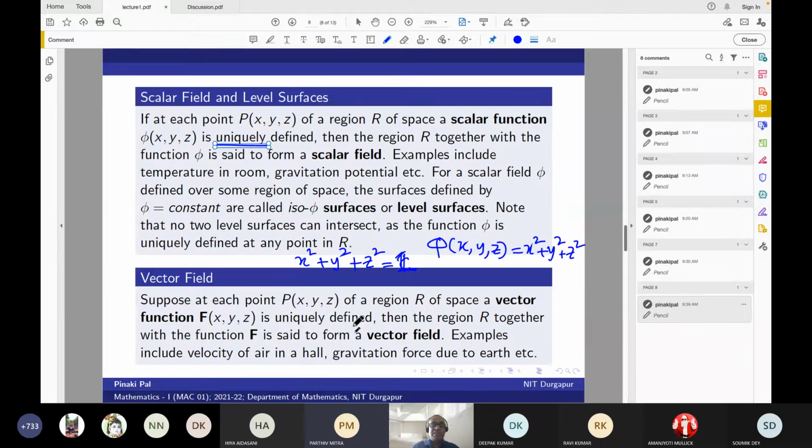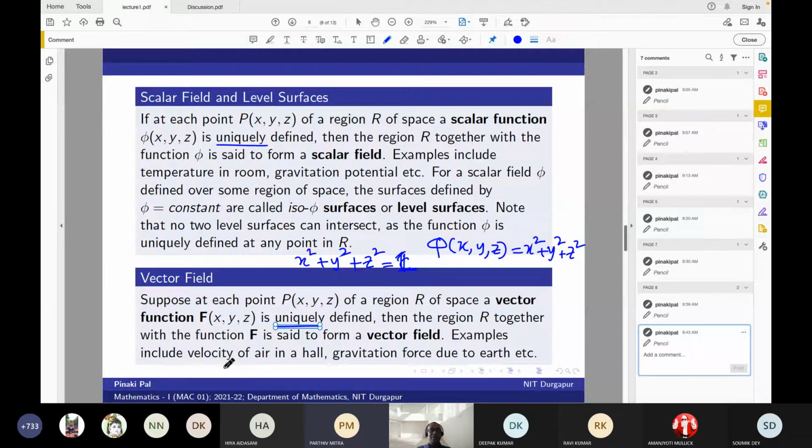Well, so what is the vector field? This is basically a region of space, and in that region at each and every point a vector function is defined, once again uniquely defined. Then that region is said to form a vector field using this vector function f. In the scalar field, a scalar function is involved, and in the vector field, a vector function is involved.